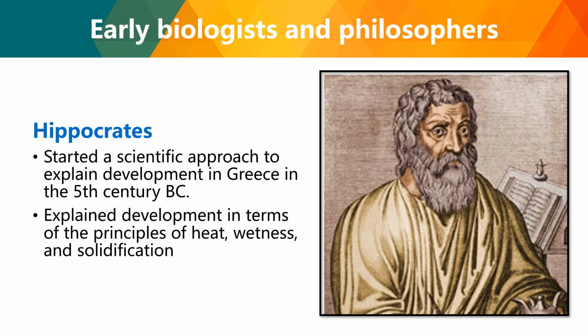So for us to further understand the history and the background of how developmental biology succeeded up until this time, we will now be checking on some of the early biologists and philosophers that have contributed to this study. So first and foremost, we have Hippocrates. He started a scientific approach to explain development in Greece in the 5th century BC. Basically, he explained development in terms of the principles of heat, wetness, and solidification.